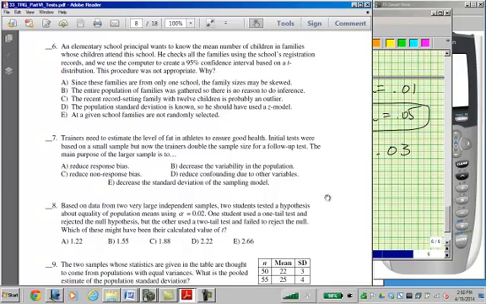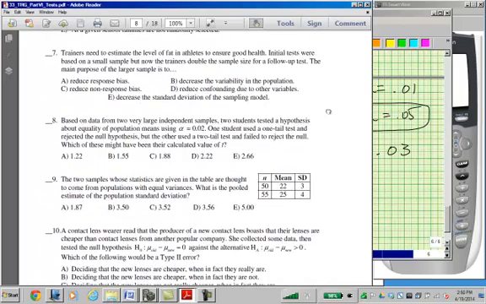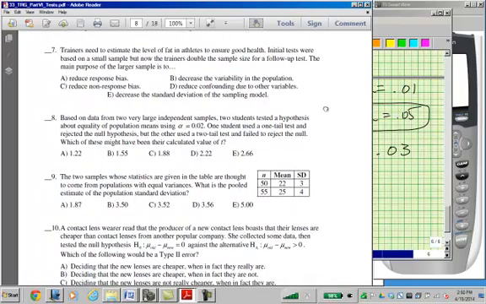Okay, 7. Trainers need to estimate the level of fat in athletes to estimate good health. Initial tests were based on a small sample. Now the trainers double the sample size for a follow-up test. Now, the main purpose of the larger group is to reduce response bias. What is response bias? Response bias is when you ask leading questions. So I don't see where response bias could even come into this.